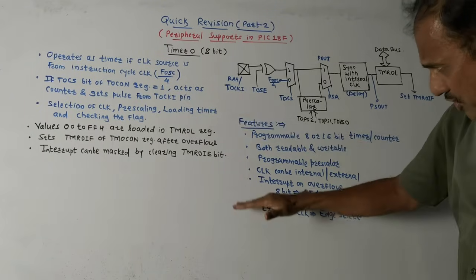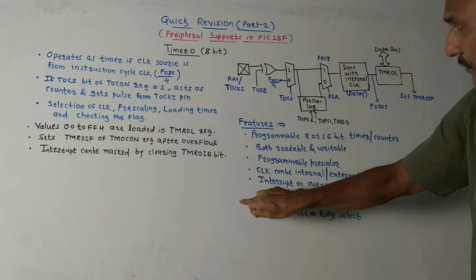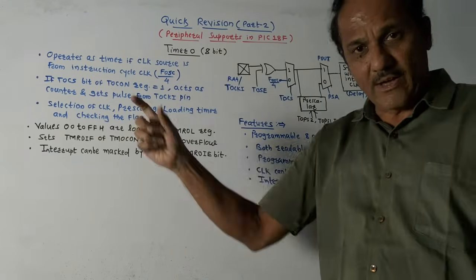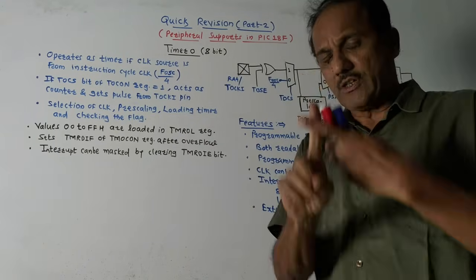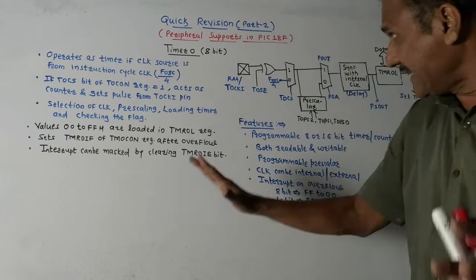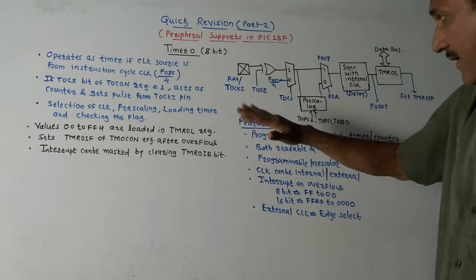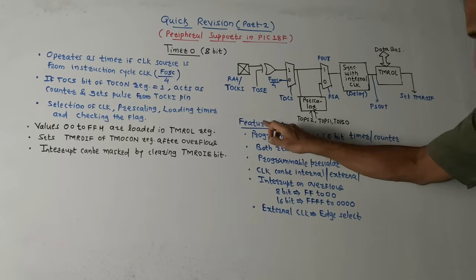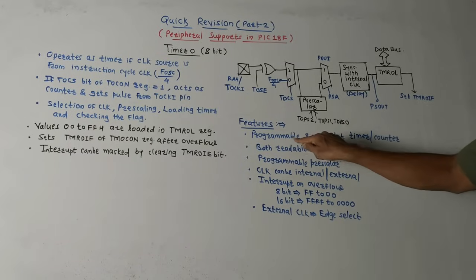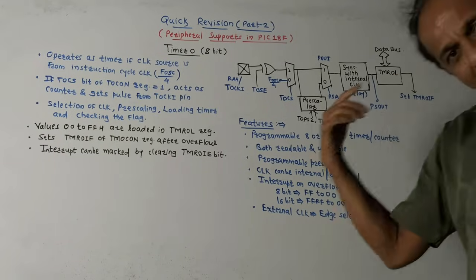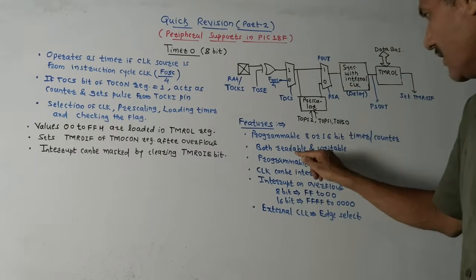First, we will talk about features. These are the features for timer 0. Dekho, jo blue ink se maine likha hai, that is common explanation for timer 0 8-bit and timer 0 16-bit. Presently I am only talking about 8-bit. So features which are common for both 8-bit and 16-bit, these are features of timer 0. It is a programmable 8 or 16-bit timer or counter. That means it can act as timer as well as counter.